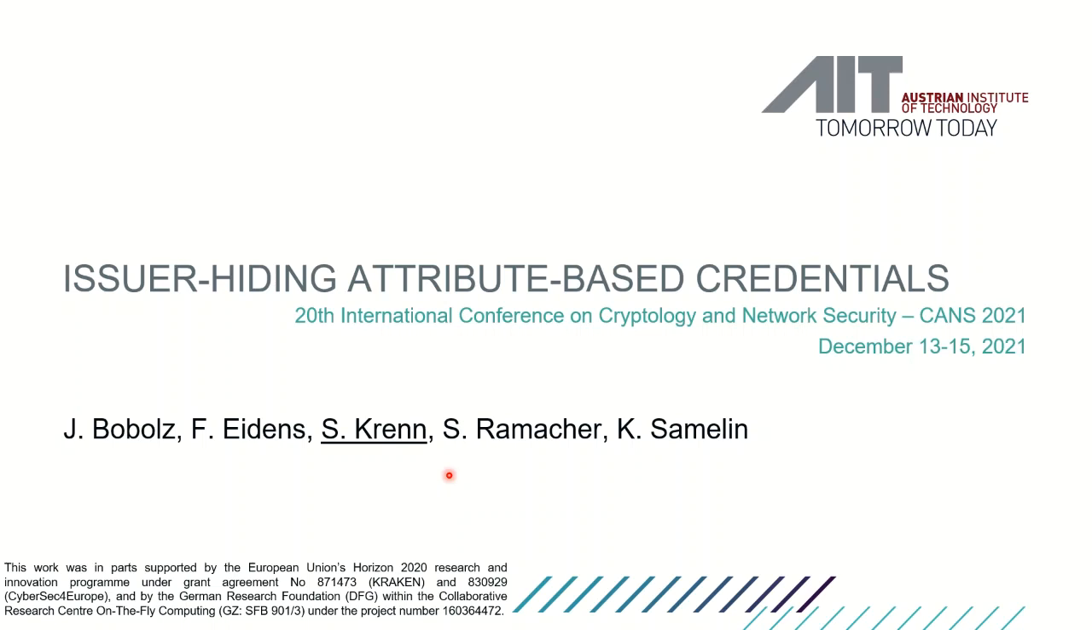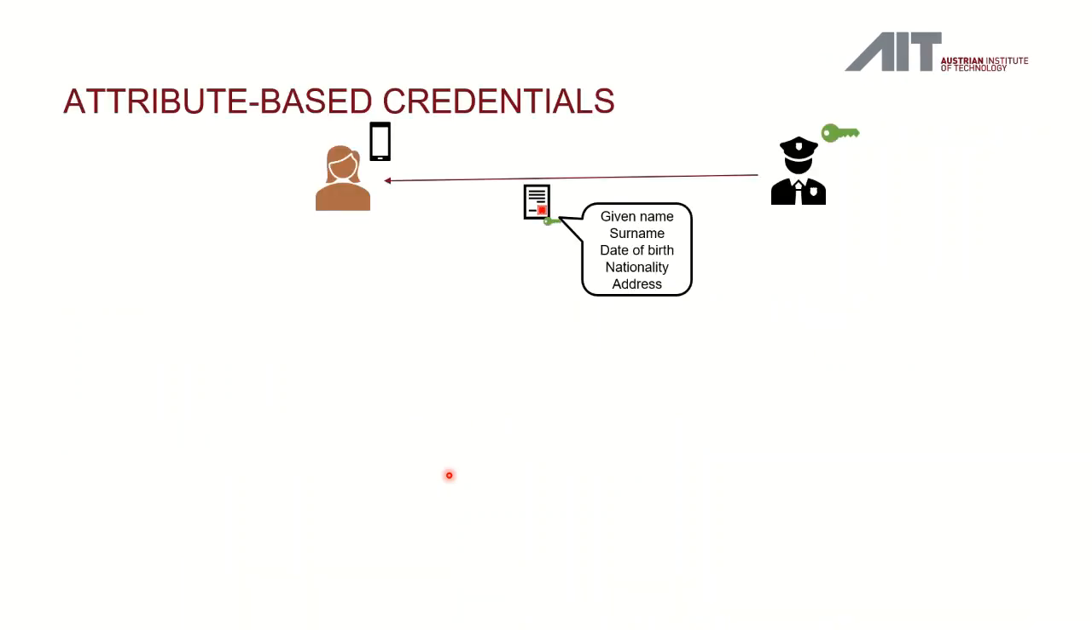Let me start this talk with a short introduction of attribute-based credential systems. So in an ABC system, we have a user and we have an issuer, and the issuer certifies pieces of personal information for the user. For instance, this information might be the given name, the surname, date of birth, etc. The user stores this credential locally and the issuer can go offline. It's no longer needed in the further interactions.